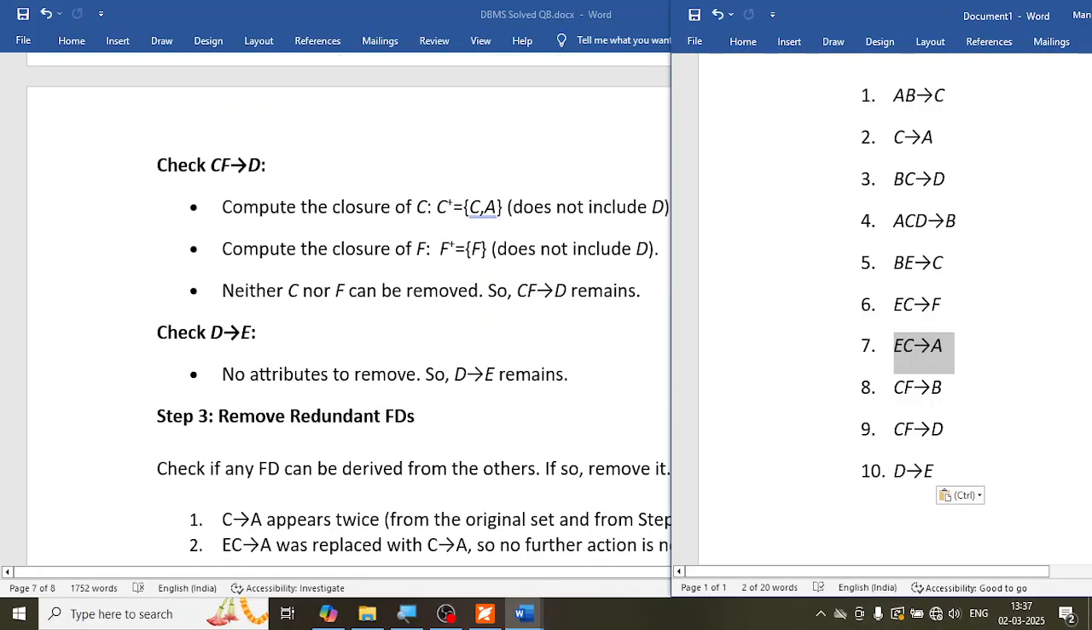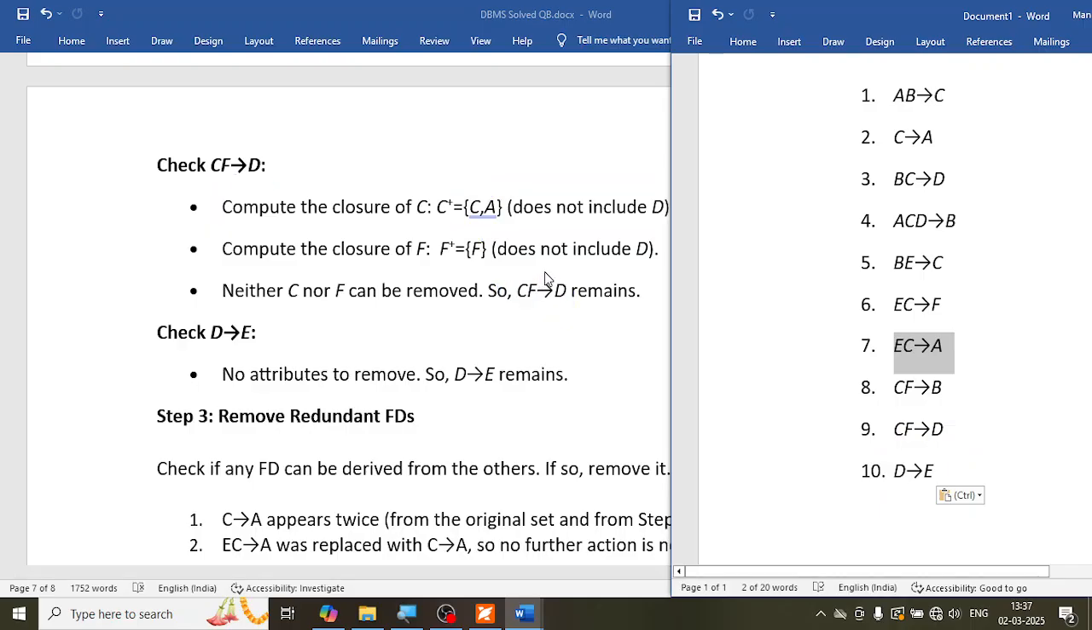Let's look at this relationship. That is CF derives D. Okay. So CF derives D. Let us look at this one. From C, you can derive A and C, but D is not decided. From F, if you notice, F cannot derive anything else. So both C and F are required in the decision.